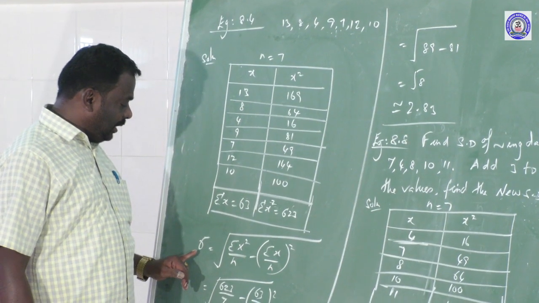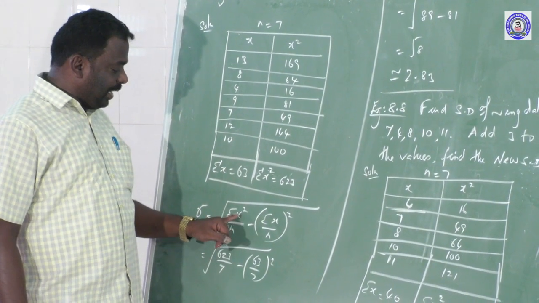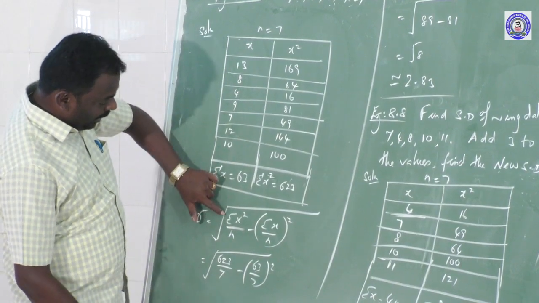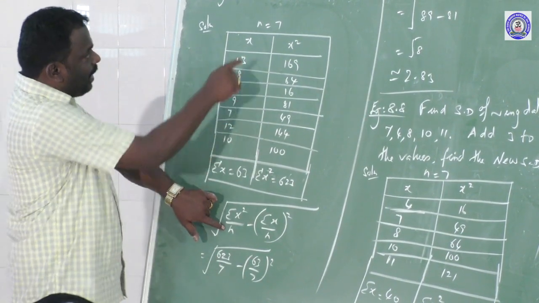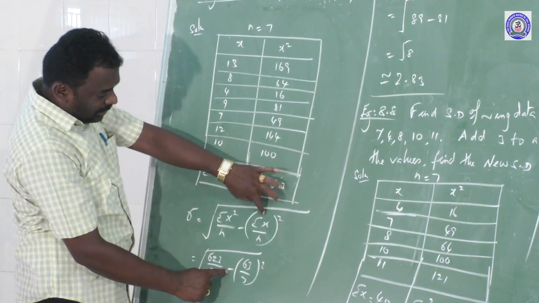Now applying the direct method, sigma, the standard deviation, equals the square root of summation x square by n minus (summation x by n) whole square. Now we know summation x square equals 625, divided by the number of data points n equal to 7, minus summation x.